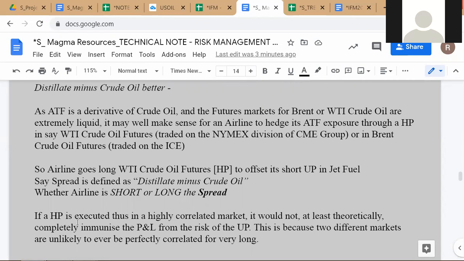What I'm saying is it's better to define the spread. The definition of the spread remains the same whether you're talking about an airline or a refinery. It should be distillate minus crude oil, or output minus input, if you want to talk in a more general sense. Define the spread in this way, and then the variation comes in how you assess the exposure of the airline or the refinery to the spread. When the spread is going up, the airline is losing money, and when the spread goes down, the airline is making money, so the airline is short the spread. Similarly, the refinery is long the spread, because when the spread goes up they make money, and when the spread goes down they lose money.